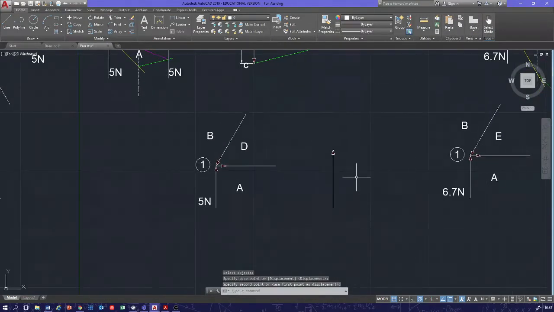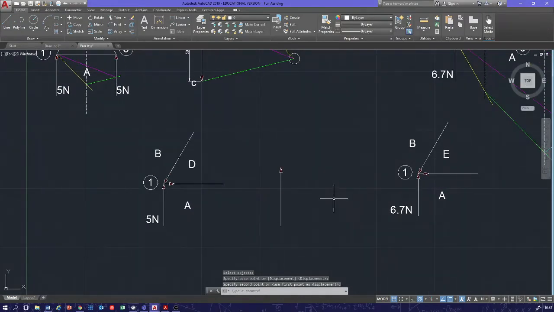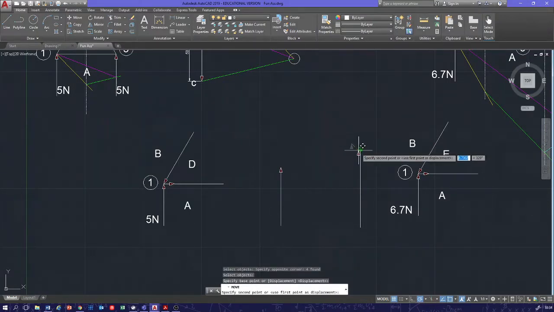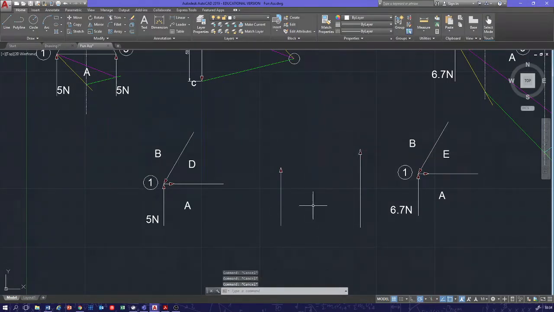There we go. So that's our first one. I'm just going to draw a line from there. I'm going to make that 67, because that's the scale I'm working to. And again, I'm just going to pop an arrowhead on there like that. Okay, so that's what we know.